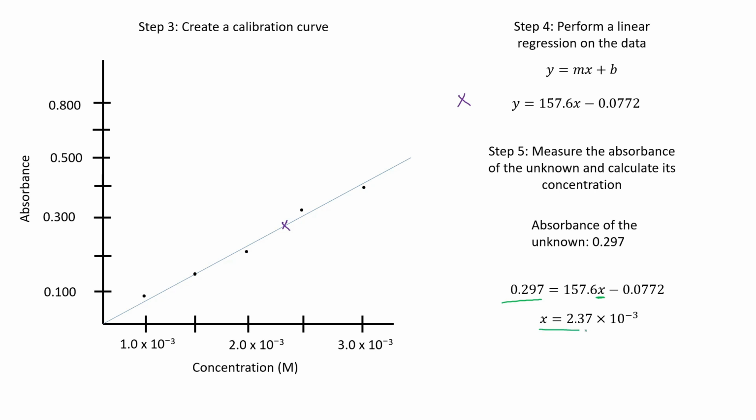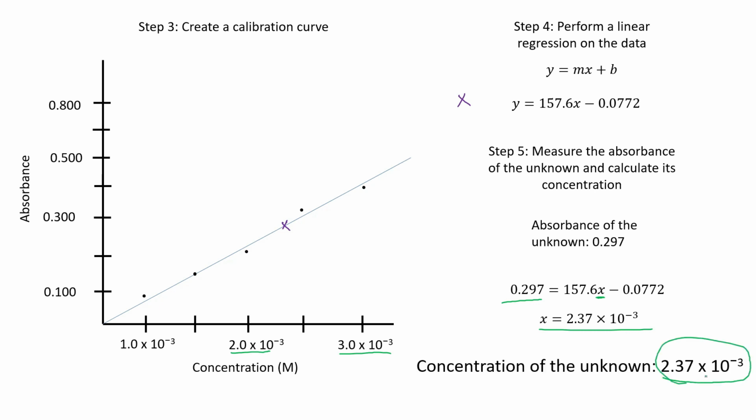I solve for X, and I get X is 2.37 times 10 to the negative third, which again makes sense, kind of where I thought my range would be for my unknown, just looking at the graph and eyeballing it. So my concentration of my unknown is 2.37 times 10 to the negative third. Because my concentration of my knowns and on my graph is in molarity, this concentration also is in molarity. As always, we're just keeping units really, really consistent here.